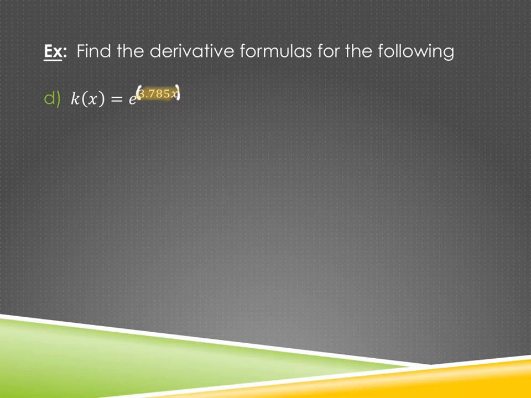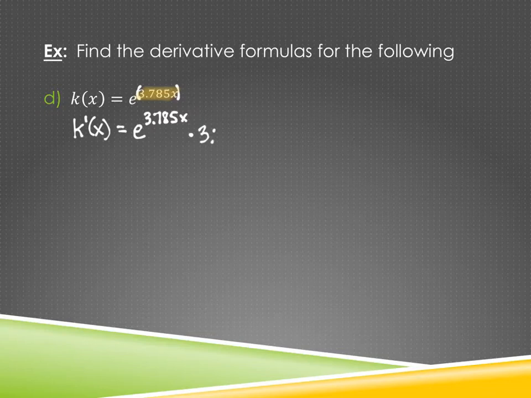So when we're looking at the derivative of this, we have k prime of x. So the derivative of e to the x is e to the x, right? So here, the derivative of e to the inside function is e to the inside function. Doesn't change. However, we still need to take the derivative of the inside function. So what is the derivative of everything that's in that exponent here?